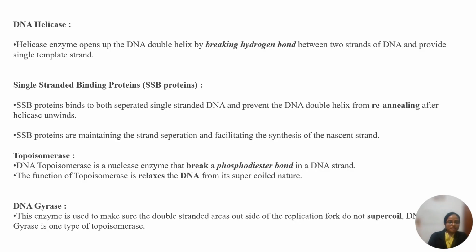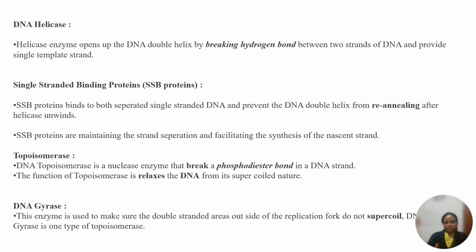Another enzyme which is important is the topoisomerase enzyme. Why so? Because as the replication fork is moving, we already know that DNA has a helix. The two strands are coiled with each other. So as the replication fork is moving, what happens is that the number of twists, the coiling, increases ahead of the replication fork.